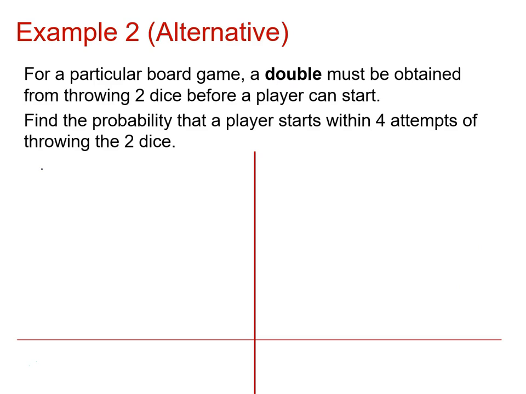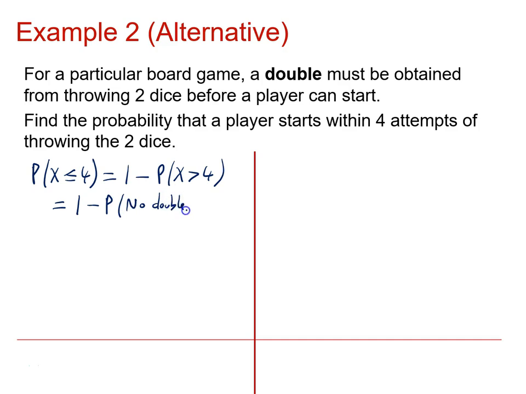Alternatively, a quicker method would be to consider the probability that X is less than or equal to 4. That is the same as 1 minus the probability that X is greater than 4. And if we think about this contextually, that's 1 minus the probability that there are no doubles in 4 throws. Once you think about it that way, that's going to be 1 minus 5/6, which is the probability of not getting a double, to the power of 4, which again gives us 671 over 1296.